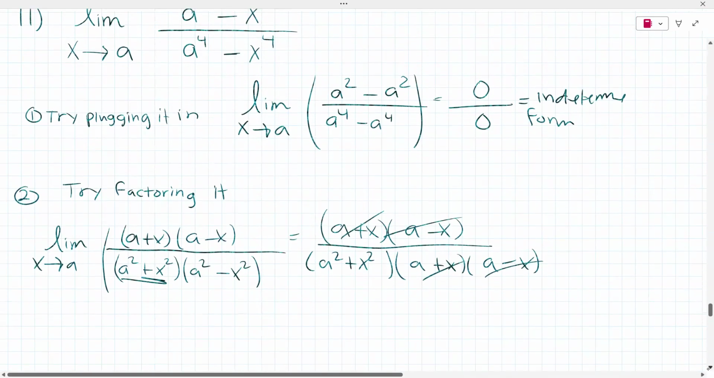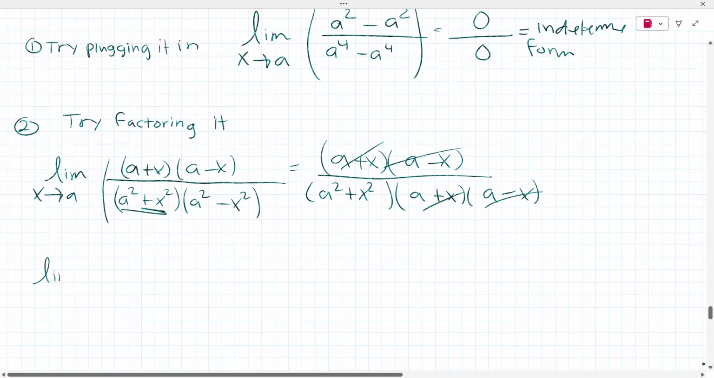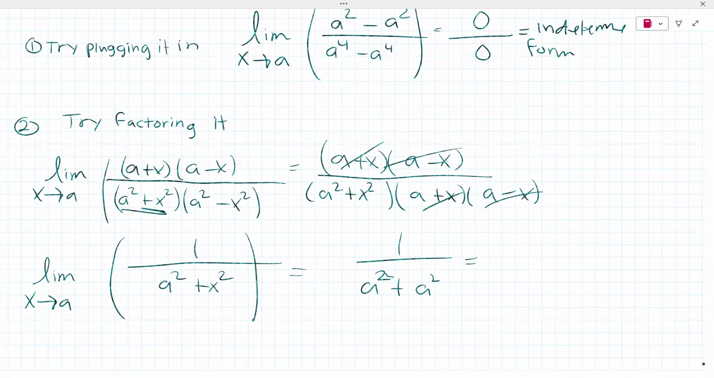Now what you get is the limit as x approaches a of, on the top you're left with 1, and on the bottom you're left with a squared plus x squared. Now you may replace your x with a, so it's going to be 1 over a squared plus, wherever you see an x, plug in a, so that's a squared. So a squared plus a squared is 2a squared. That will be your final answer.